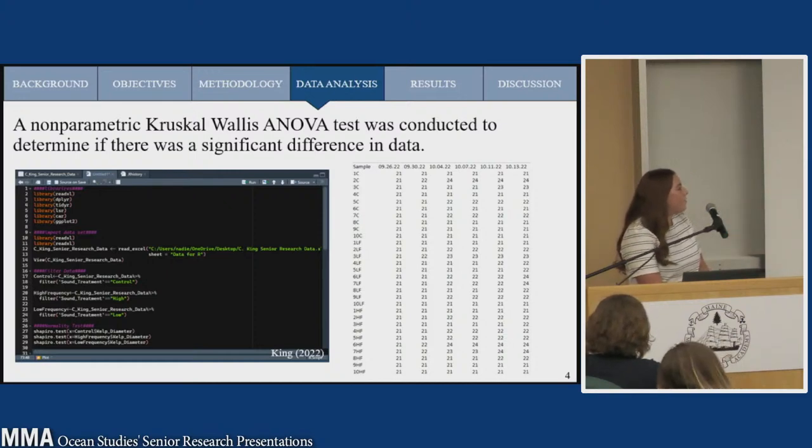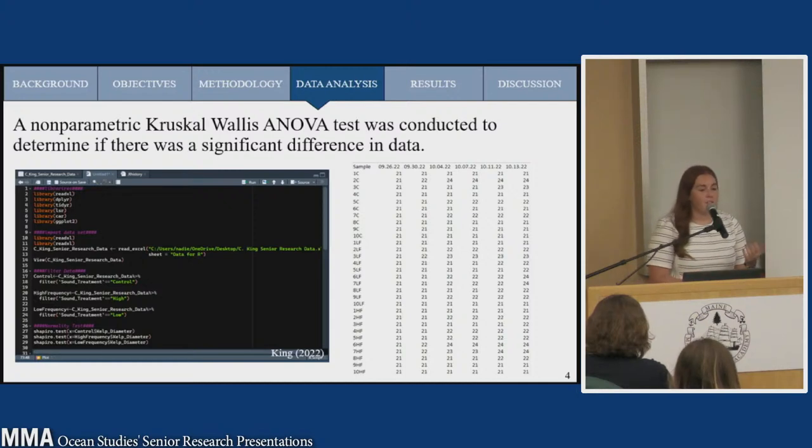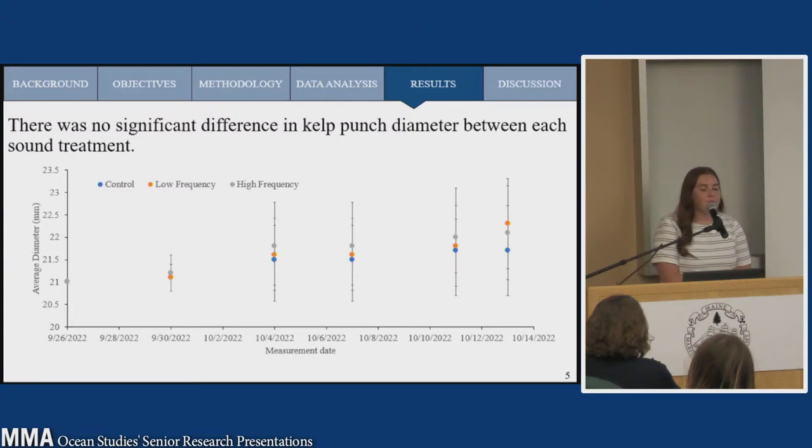And then once my data was in Excel, I could then transport it over to RStudio to conduct data analysis using R code. I ran a normality test and a variance test, which then revealed that my data was non-parametric. So then I decided to use a Kruskal-Wallis ANOVA test, also in R code. And that revealed that there was no significant difference in kelp punch diameter between each sound treatment group.